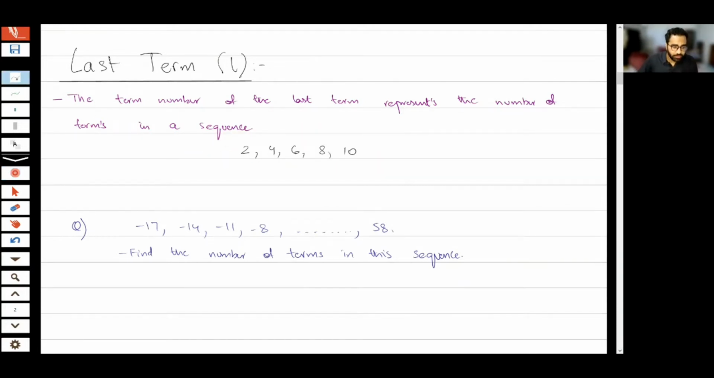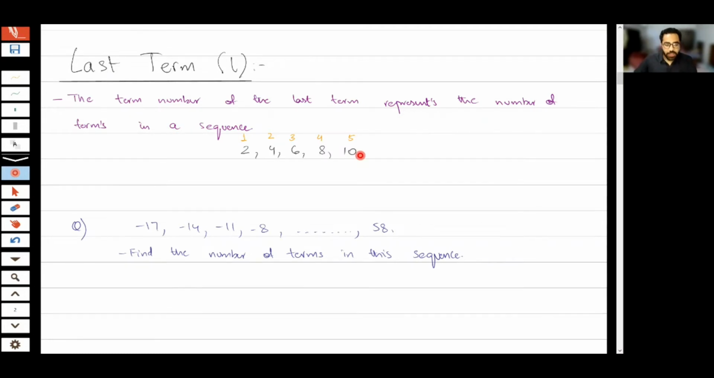Now what do you mean by the term number? Term number का मतलब है कि मेरे पास ये first term है तो इसका term number 1 होगा. This is my second term, तो इसका term number 2 होगा. This is my third term, इसका term number 3. This is the fourth and this is the fifth. ठीक है, and the last term is 10. ठीक है, इसका term number क्या है, 5. So the term number of the last term represents the number of terms in the sequence. ठीक है, तो मेरी last term का term number 5 है, तो मेरी sequence में number of terms, the number of terms in my sequence are 5 as well.